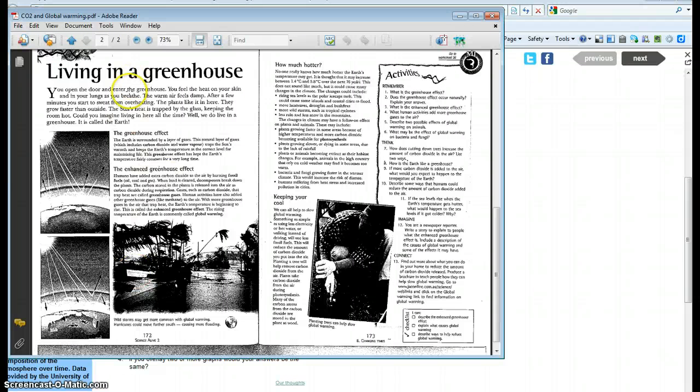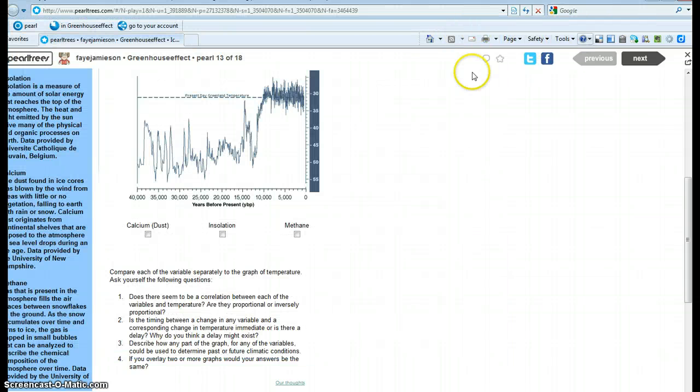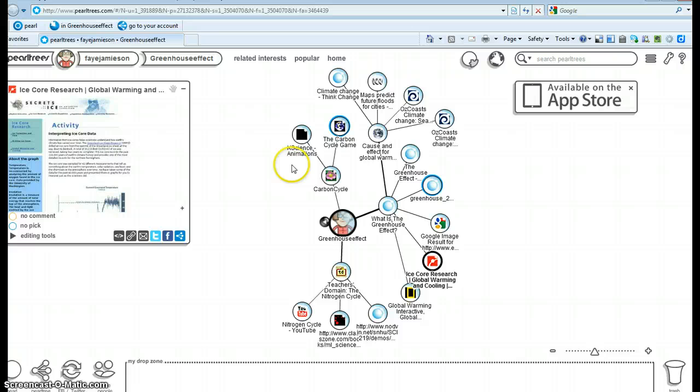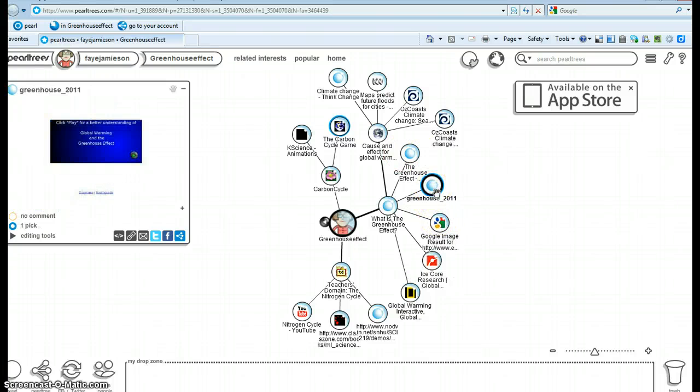Then you'll do the second part of the sheet, which is living in a greenhouse. So reading all of this information here, I want you to do questions 1 through to 11. And again, these are going to form your notes about this information. And in the Pearl Trees, you've got a whole lot of resources to help you if you are a bit stuck, because there's a whole lot of things here about the greenhouse effect as well. So there's another diagram, a couple more interactive sites, all of that sort of stuff. So all of these things support one another.